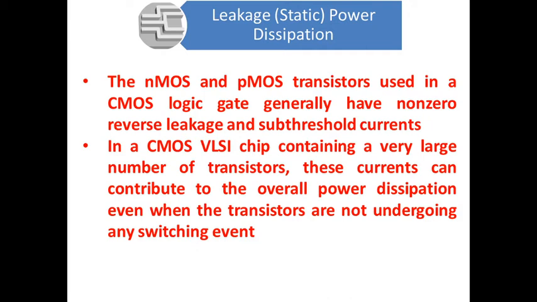Everybody knows that the reverse leakage current flows because of the reverse biasing of the PN junctions that get formed inside your PMOS and NMOS transistors. Similarly, there is one more leakage current component that is called subthreshold current. Here I will tell you the definition of subthreshold current.